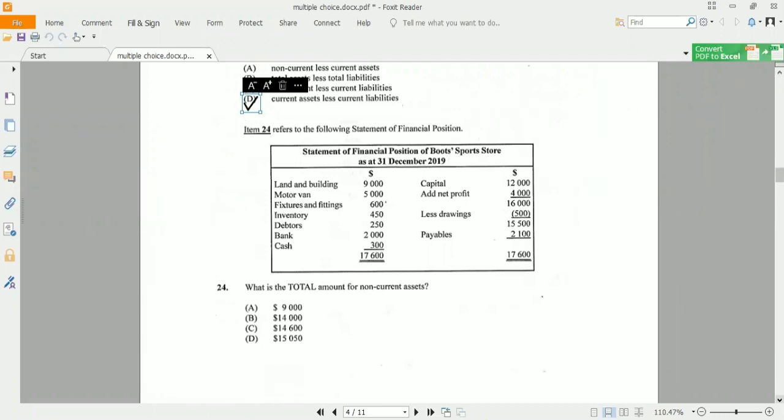So you're presented with a balance sheet and they're asking you what is the total amount for non-current assets. We mentioned that earlier. What is non-current assets? Fixed assets. So we're looking for all the fixed assets starting from the top. Which one is first? Land and building. Land and building, good. What else can you pick up? Motor van, good. Fixtures and fittings. Excellent. And do we have any more? No. So our response there is B, 14,600. Excellent.